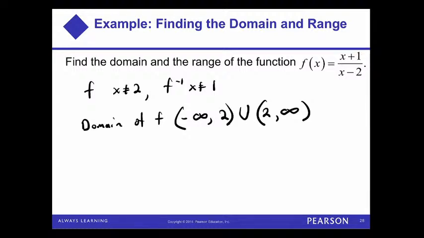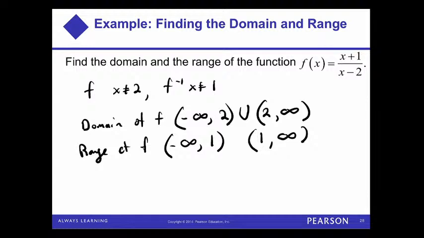The range is basically the domain of the inverse. So the range of f is everything except 1. So we're going to say negative infinity up to 1, and then 1 to infinity. In this context, infinity always gets parentheses. Because we don't want to be equal to 1, we use a parentheses, and we combine those two sets with a union, right? So the range of f comes from the domain of f inverse. So this is the domain and the range of f.